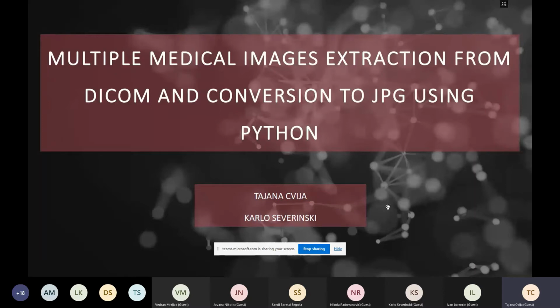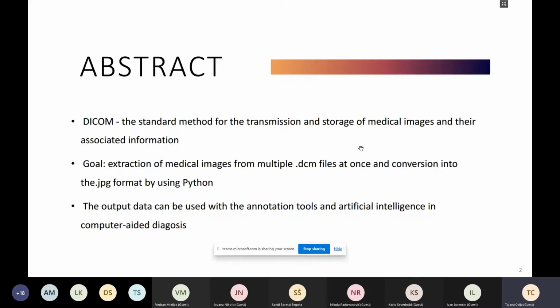And the topic of our second paper was multiple medical images extraction from DICOM and conversion to JPEG using Python. For those of you who are not familiar or just need a reminder, DICOM is the standard method for the transmission and storage of medical images and their associated information. It is also a file format which contains medical images, but much more useful information as well, such as patient's name, age, gender, condition, and so on.